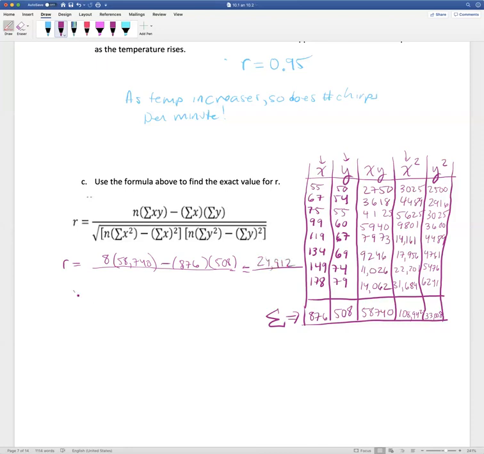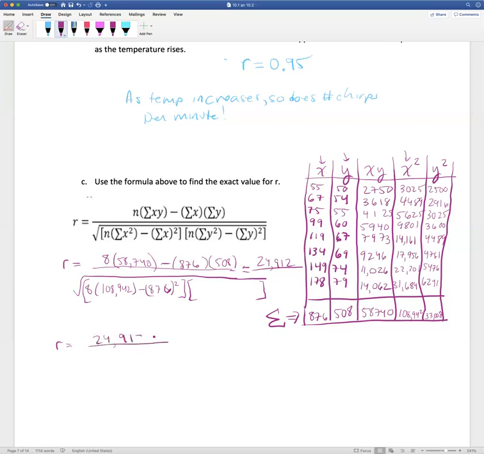Okay, denominator, square root, big square root. See this guy? Big square root. N, which again is 8, times sum x squared. Well, we know x squared is over here, so the sum x squared is 108,942 minus sum x, which is 876, quantity squared. And then we're going to do the same thing for the y's.